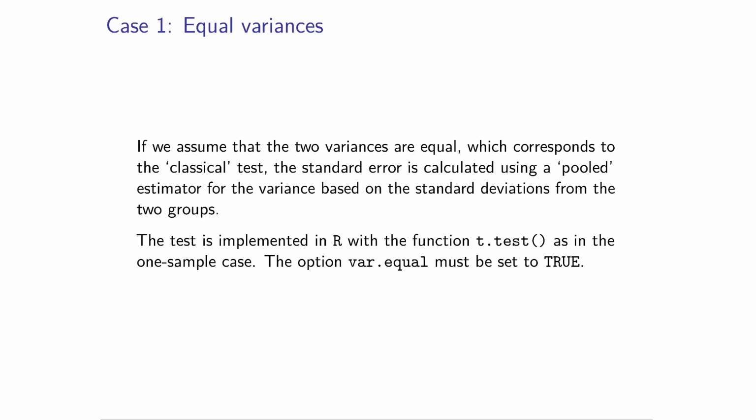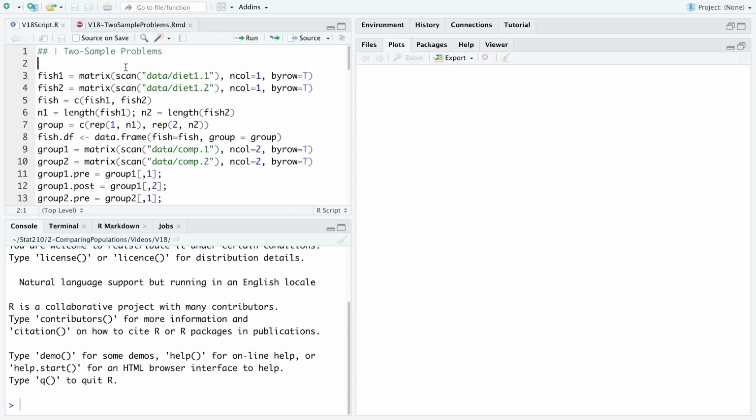If we assume that the two variances are equal, which corresponds to the classical test, then the standard error can be calculated using a pooled estimator for the variance based on the standard deviations from the two groups. This test is implemented in R with the function t.test, as in the one sample case. The option var.equal must be set to TRUE in this case.